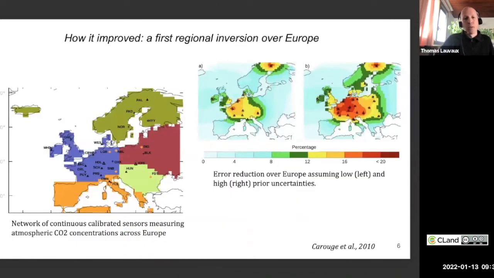For example, I'm going to take one of the first studies trying to use a domain-limited system. This was Claire Carouge's PhD in the early 2000s, where she used a network of towers across Europe. You see how the network expanded. We started with very few points in the 90s, and now we have about 20 stations just for Europe. You see the area it covers. It's not really fully Europe, it's actually a fraction of Western Europe. And she applied that system to Europe to try to see if we could converge.